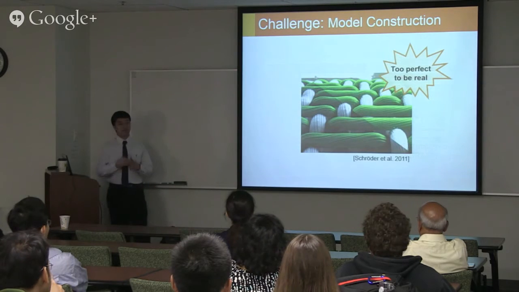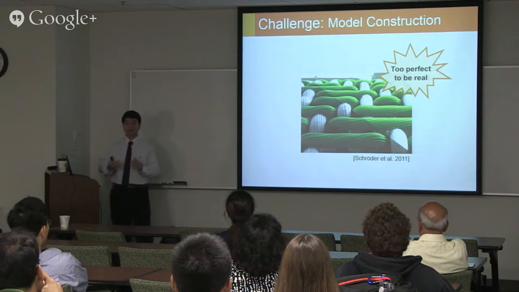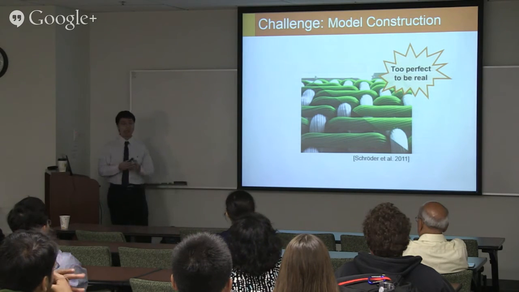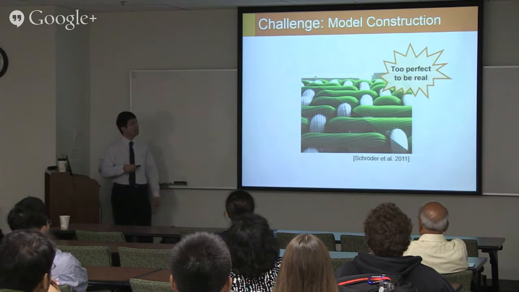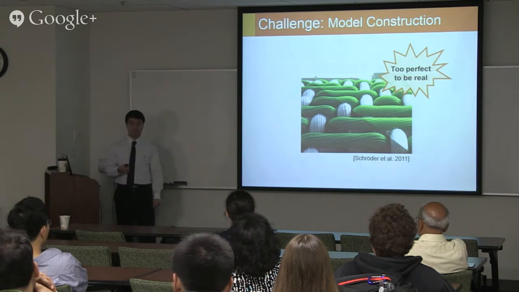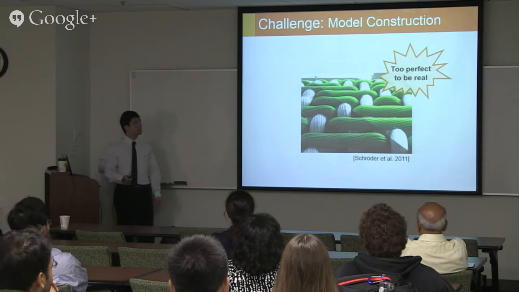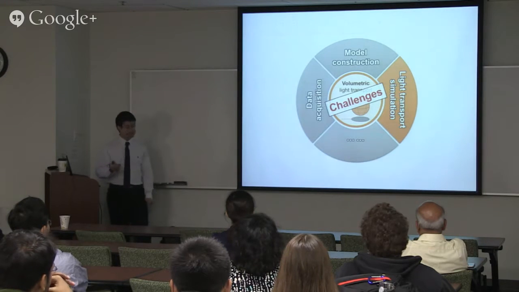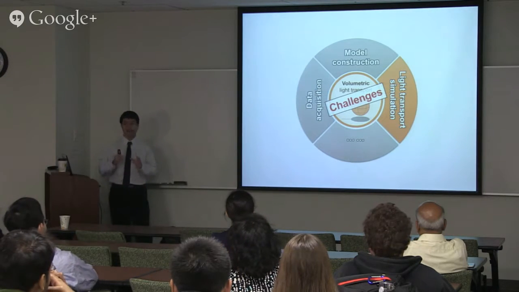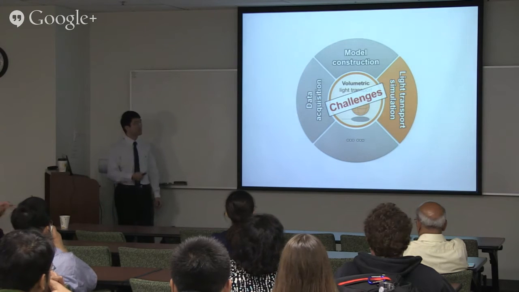And another problem for these procedurally generated models is their lack of irregularities. These irregularities arise naturally. As a result, you can see here, they look unreal at a close distance. The third obstacle is in simulating light transport for volumes.